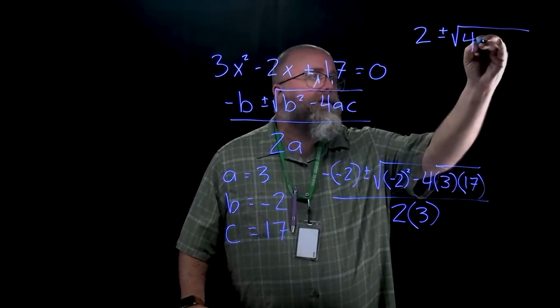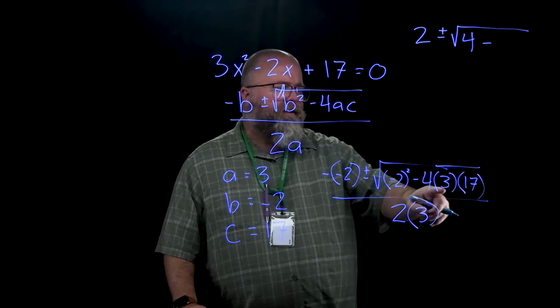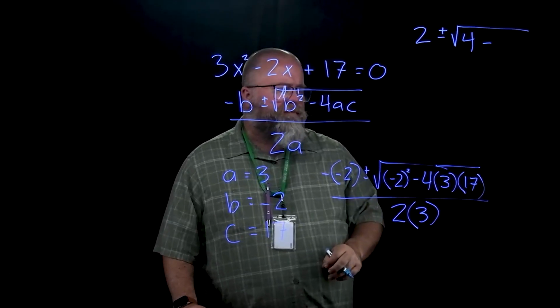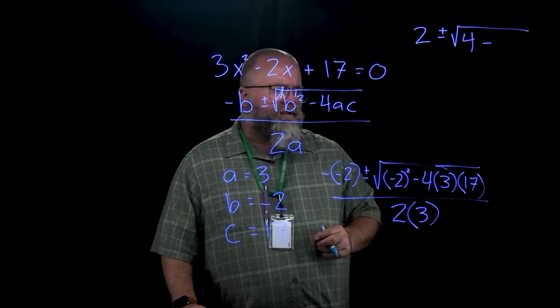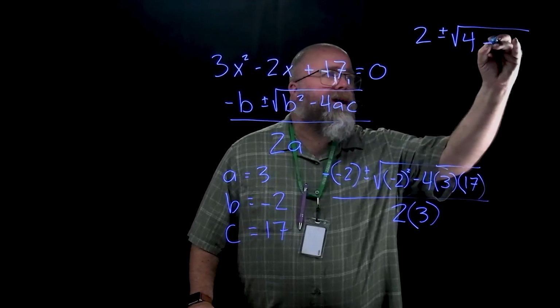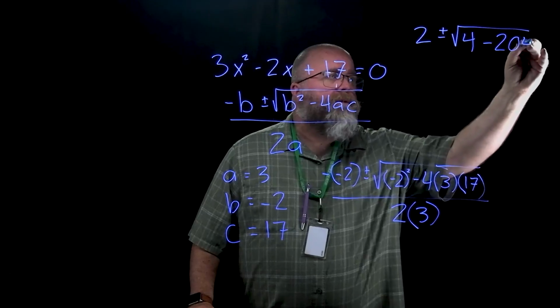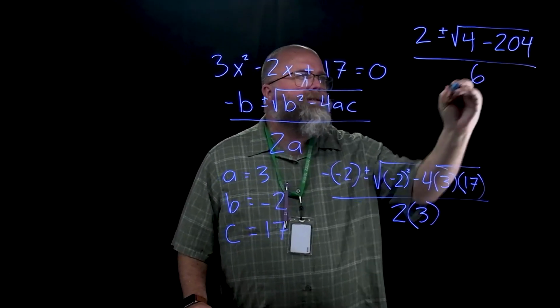So we have 4 minus, well, what is this here? This is going to be 17 times 3, which is 51, and 51 times 4 is going to be 204. So we're going to have 4 minus 204 all over 2 times 3, which is 6.